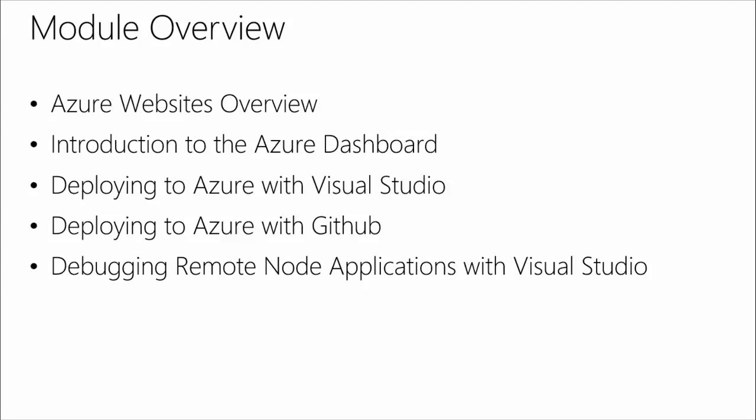We're going to talk about deploying to Azure with Visual Studio and deploying to Azure with GitHub. We'll show an example of that already going. And then debugging remote Node applications with Visual Studio. So how do you debug something when it's already up and in production? Oh no, what do I do? How do I fix this? Because that's usually what happens, right? You get an email or something, it's broken. How do I fix this? That's what we're going to work on.